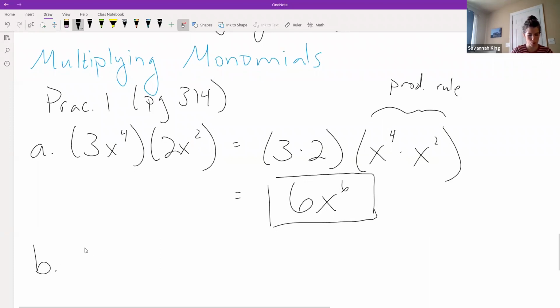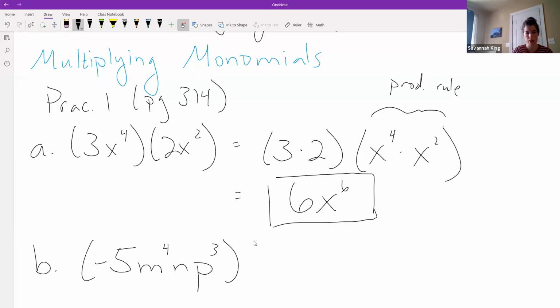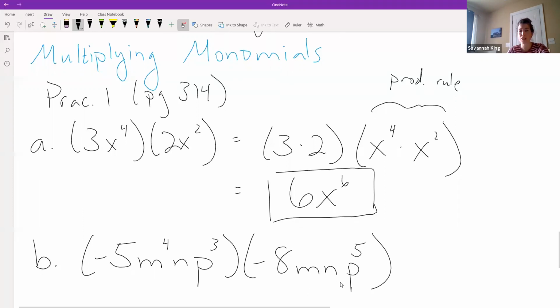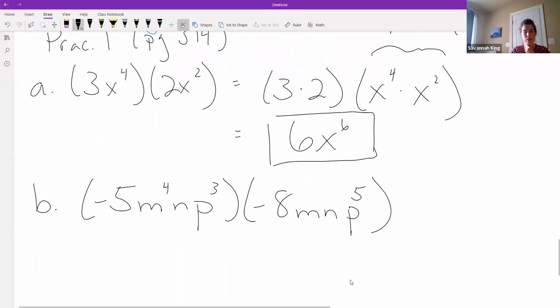Part B looks a little bit worse, because they throw multiple different variables at us. We've got the variable m, the variable n, the variable p, just kind of running down the alphabet there. In case you're wondering why they skip O, because O looks too much like 0. So you'll never see O used as a letter in math. Or I guess I should never say never, but it would be rare, and I don't think I've ever seen it.